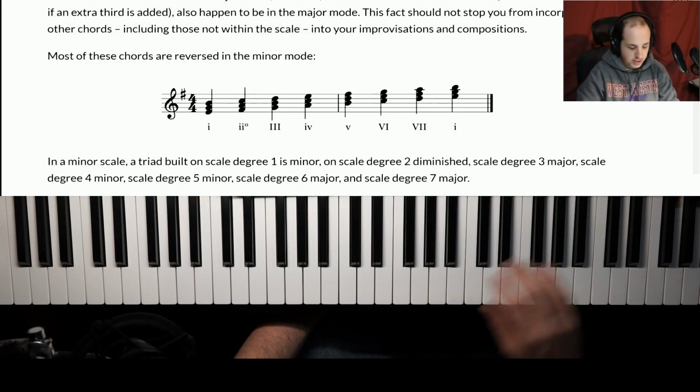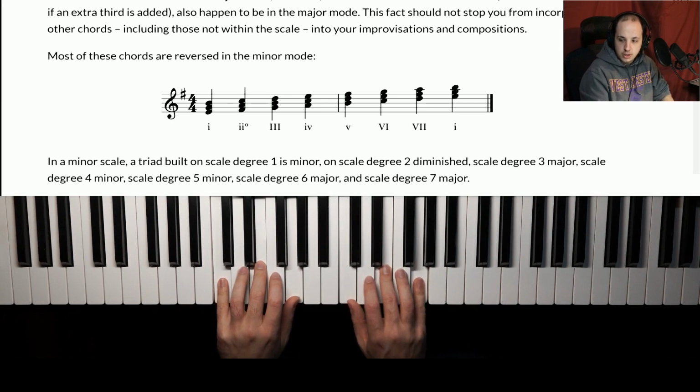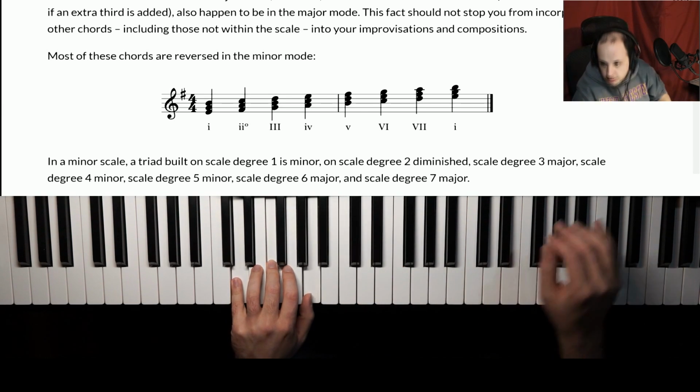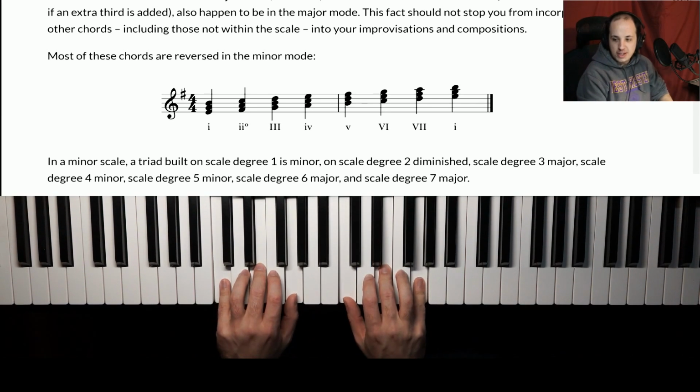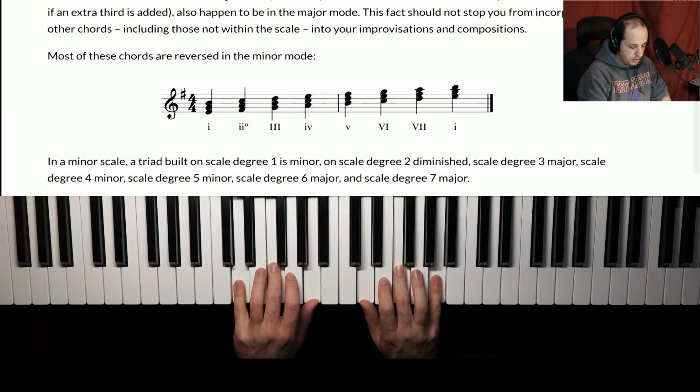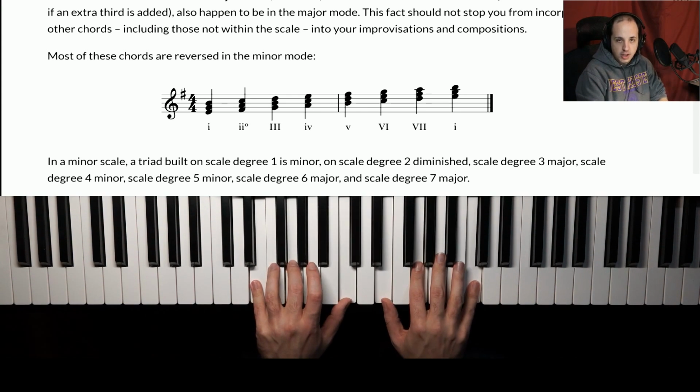Let me show you one last thing. So I'm going to do a 2-5 substitution in the key of C. C major first. So 1, 2. Wait, hold on a second. It's really bothering me. All right. We have 1, 2, and then we're going to go to 5, 1.